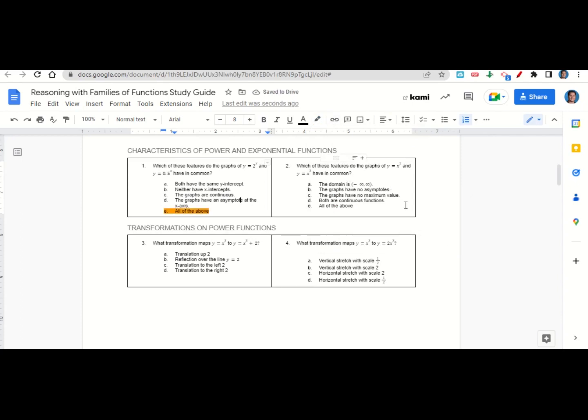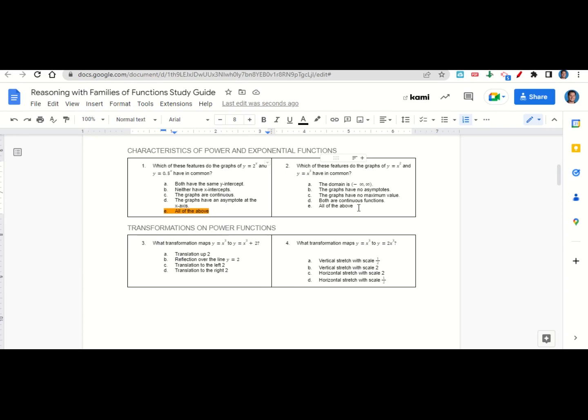The next one says, which of these features do the graphs of y equals x squared and y equals x to the third have in common? Well, it says the domain is from negative infinity to positive infinity, meaning it's continuous. Well, that's true. We know that it goes on forever. So that part's true. The graphs have no asymptotes. Well, that's true as well because we know that there's no asymptote in any kind of continuous thing, and there's no denominator to create a vertical asymptote.